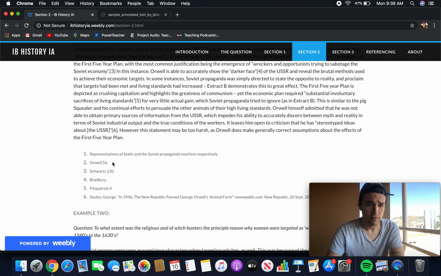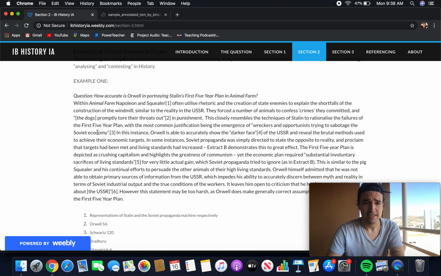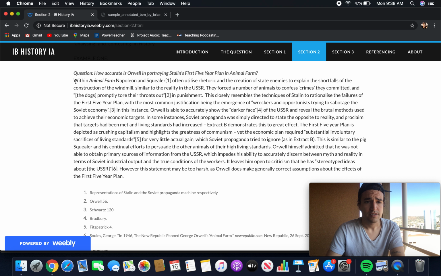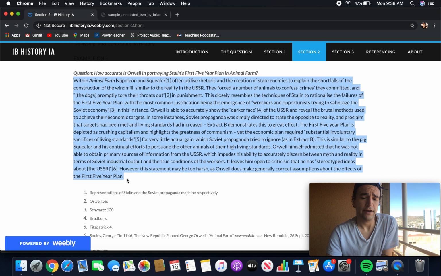You can see an example of how in-text citation should look. Here's an example critical analysis and what it looks like. Okay, so I'll let you read through this on your own, but we're going to find with this example, based off the question, how accurate is Orwell in portraying Stalin's first 5-year plan in Animal Farm?